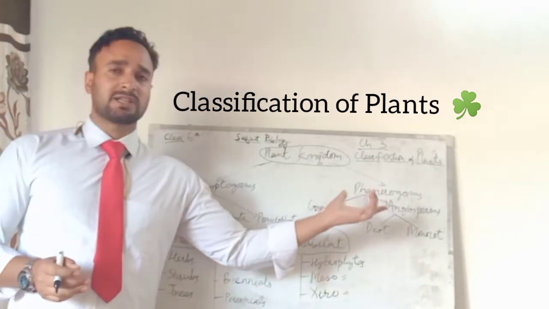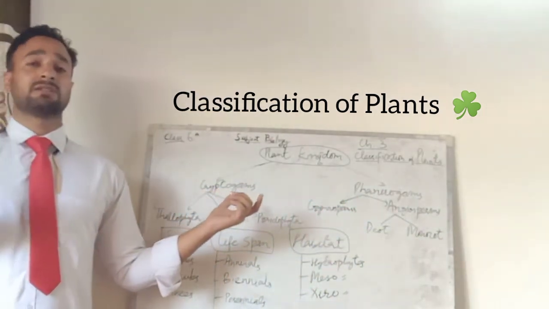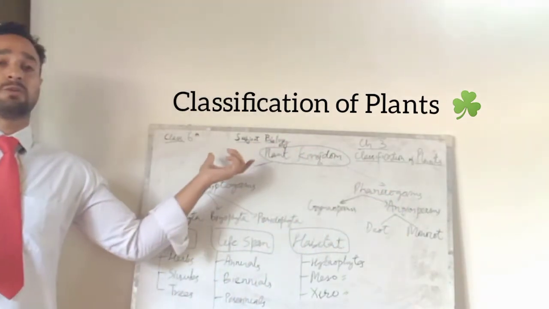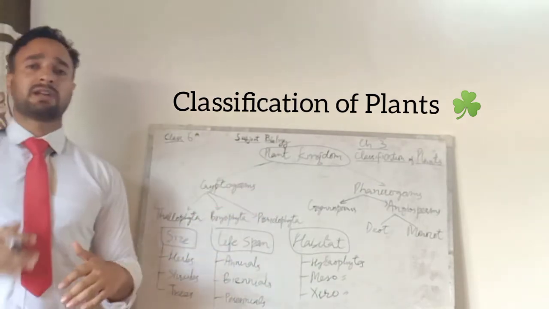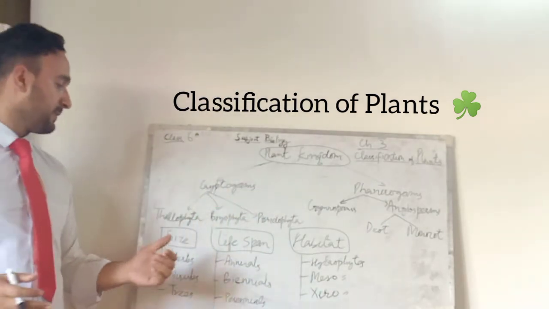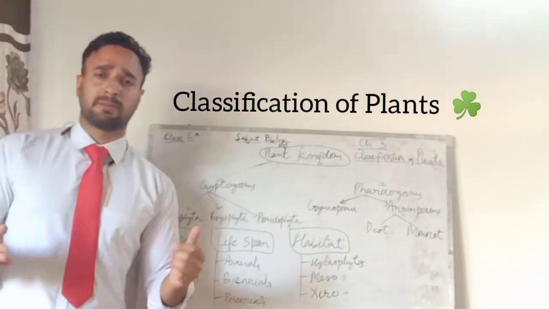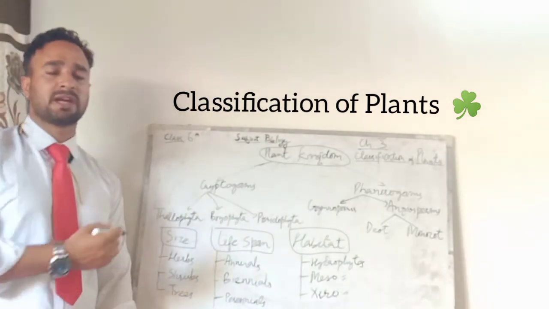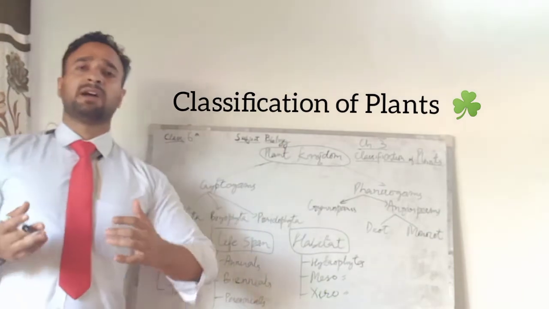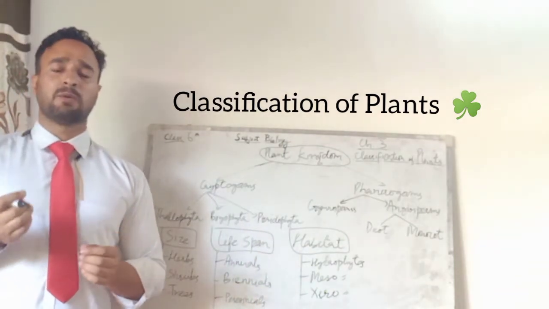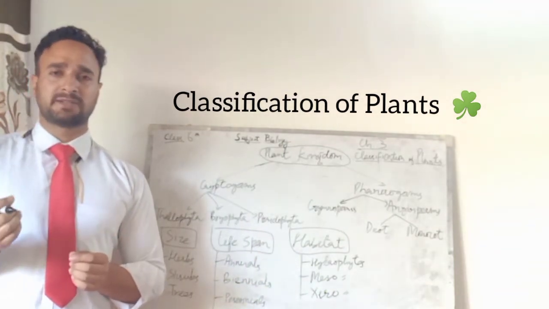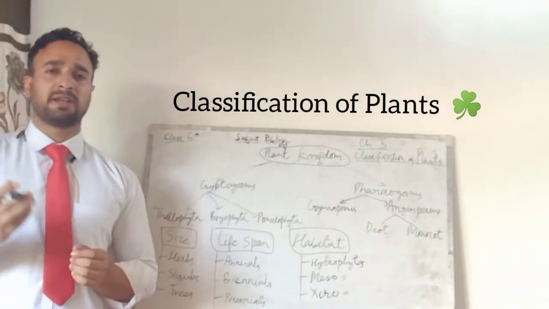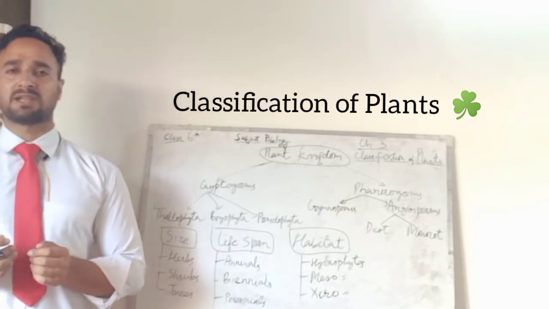So this was the classification of plants on the basis of whether they produce fruits and flowers or not. There are some other bases of categories, like we can classify plants on the basis of size as well. On the basis of size, there are three categories: herbs, shrubs, and trees. What are herbs? They are small plants. They have a soft and slender stem, and the examples of herbs are spinach and cabbage.